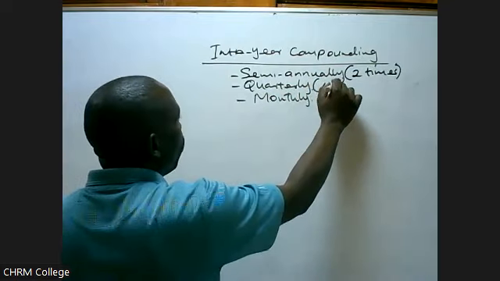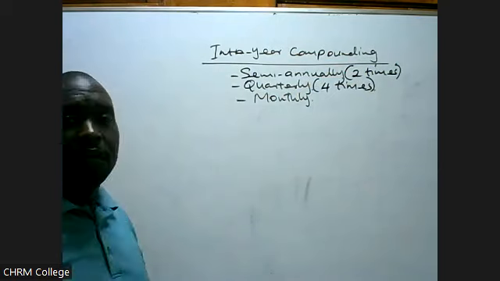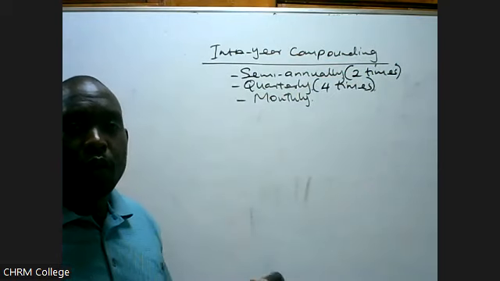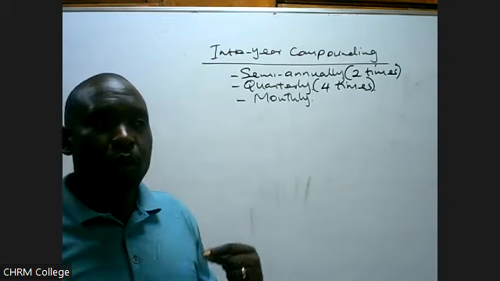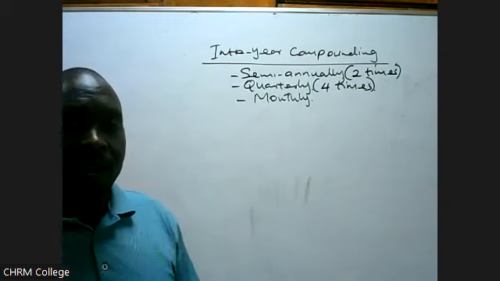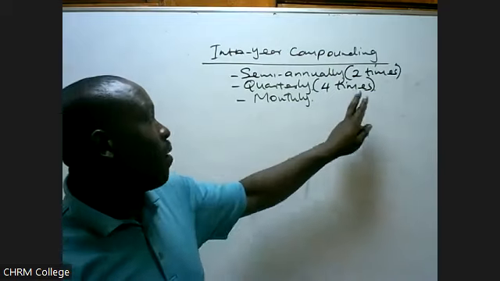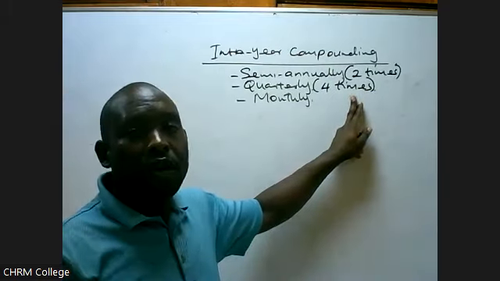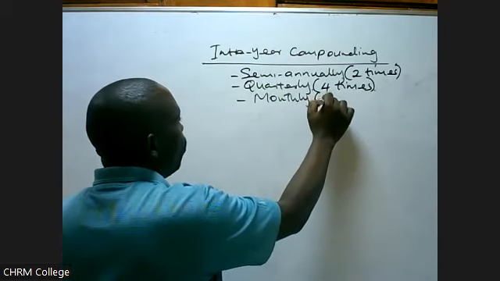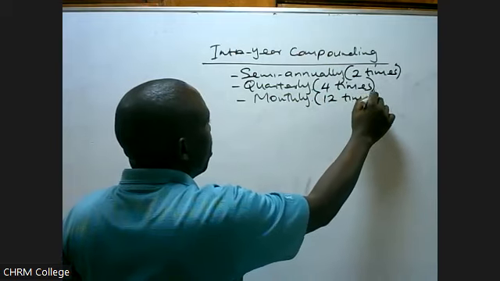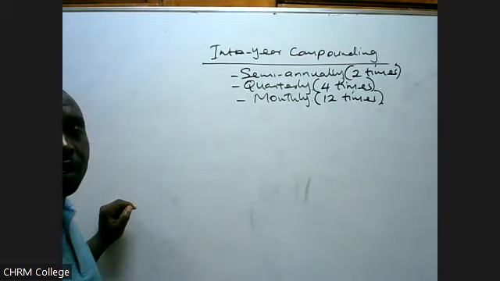Quarterly, we do 4 times. 4 times means every 3 months. A quarter in a year is normally 3 months. After 3 months, we calculate the compound interest. After another 3 months, we calculate the compound interest. So in 1 year, we have done 4 times compounding. Then monthly, this is when we do 12 times in a year.